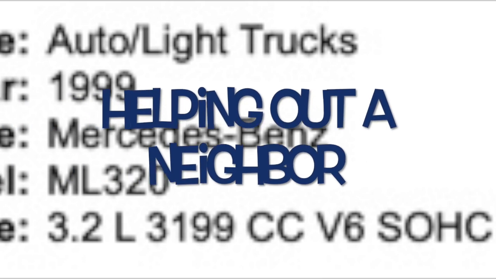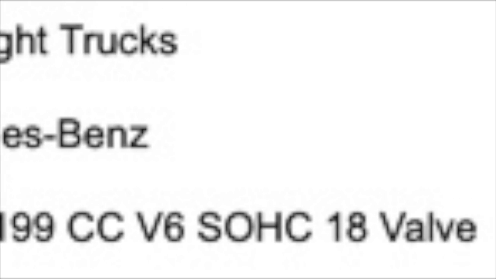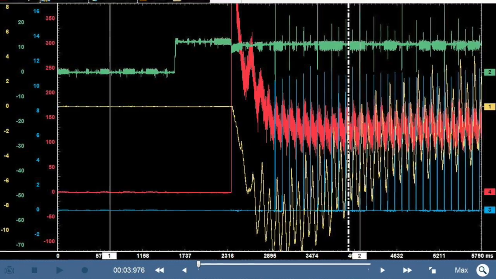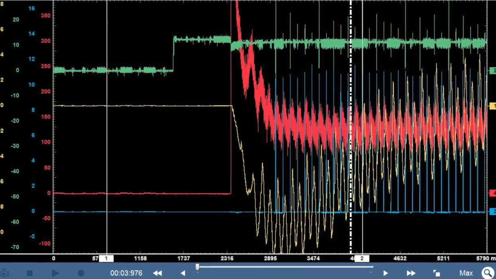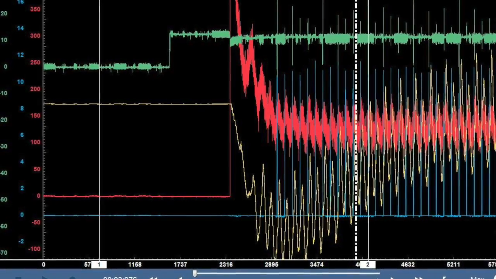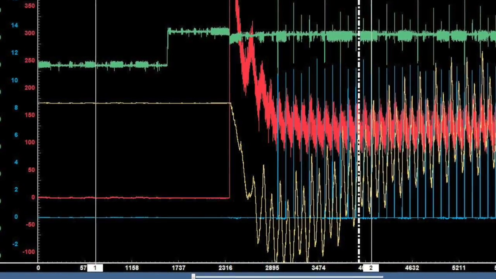This was a neighbor's vehicle I was helping out. He was having trouble diagnosing a vehicle. This is a relative compression test with ignition event, current amp probe, and a pulse sensor. Trying to identify where his problem existed, and we seen we were clearly building pressure in the intake.